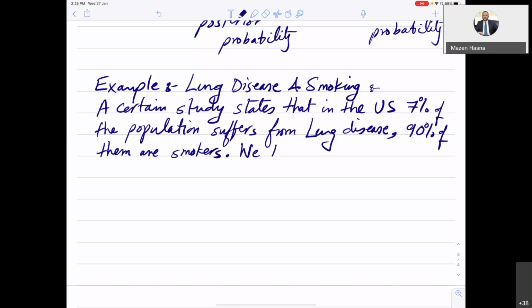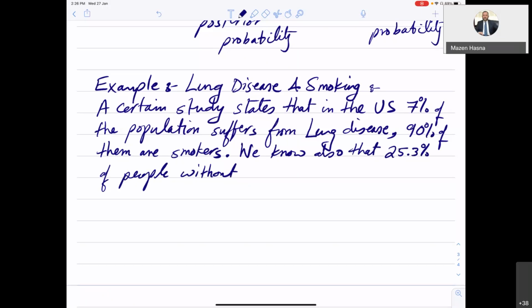We know also that 25.3% of people without lung disease, sorry, I keep saying lung cancer, I don't know why, are smokers.